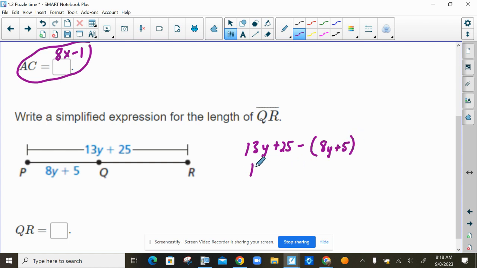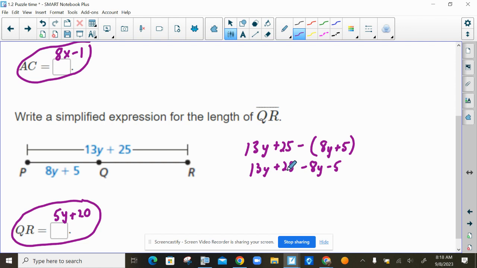Okay, and so really what happens then is this part doesn't change. This 8y you need to treat as minus 8y, and this 5, you're basically distributing -1, is going to be a minus 5. So the answer, 13y minus 8y, is going to be 5y, and 25 minus 5 is going to be a 20. Okay, that turns the problem correct.